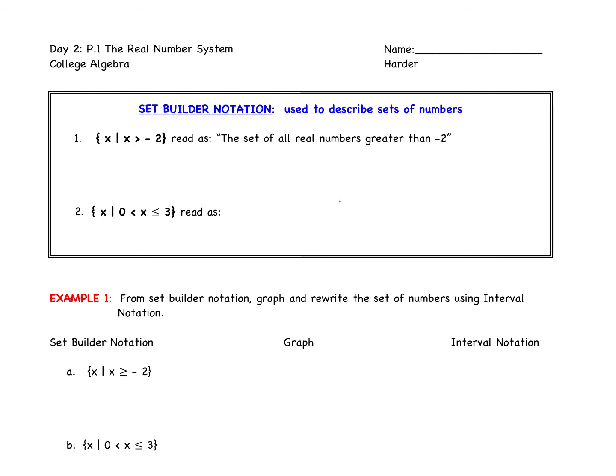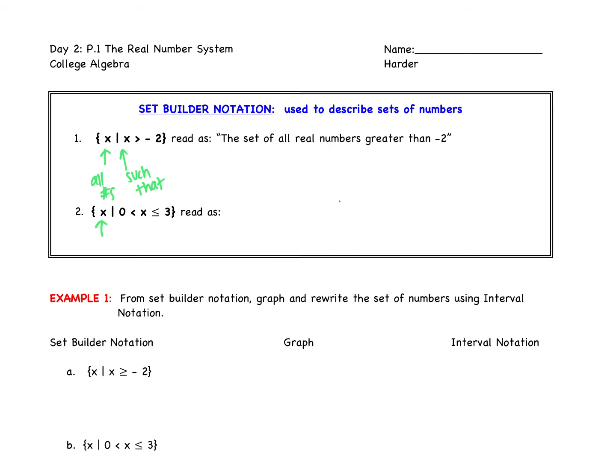It's used to describe a set of numbers. Set builder notation is basically like an inequality. So it's just a different way to express an inequality. If we look at number 1, the way that this is read, x is all numbers. So this is saying all numbers. That line means such that. So this is read all numbers such that the number is bigger than -2. It's just a very formal way of writing an inequality.